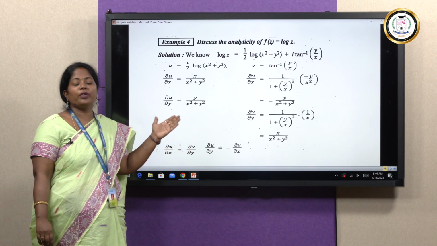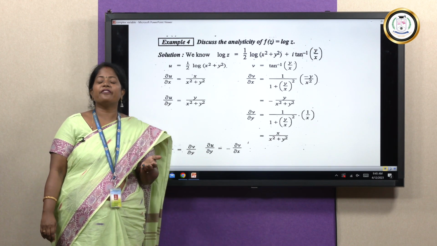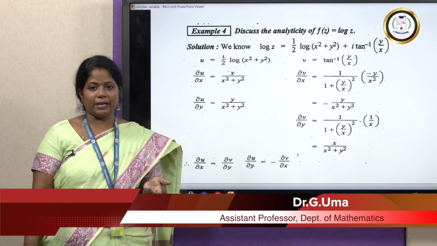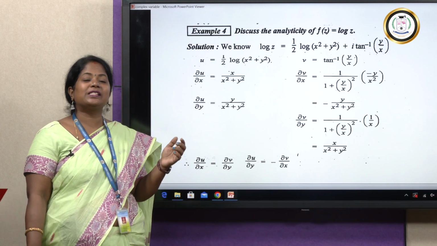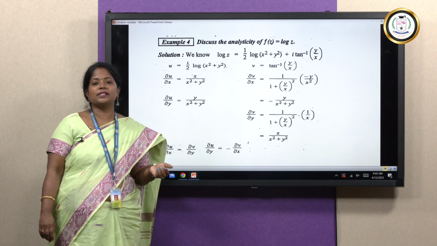Till now, we have seen the definition of analytic function, the definition of a derivative of a function and the Cauchy Riemann equations. Then we have seen a few examples which satisfy analyticity. Hope you all understood the concepts clearly.